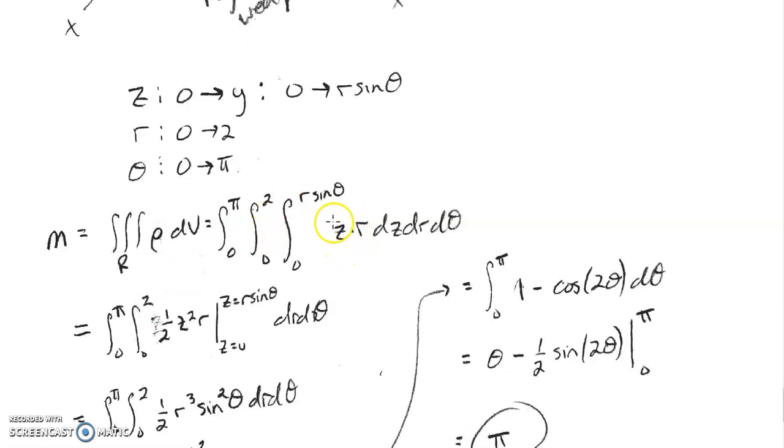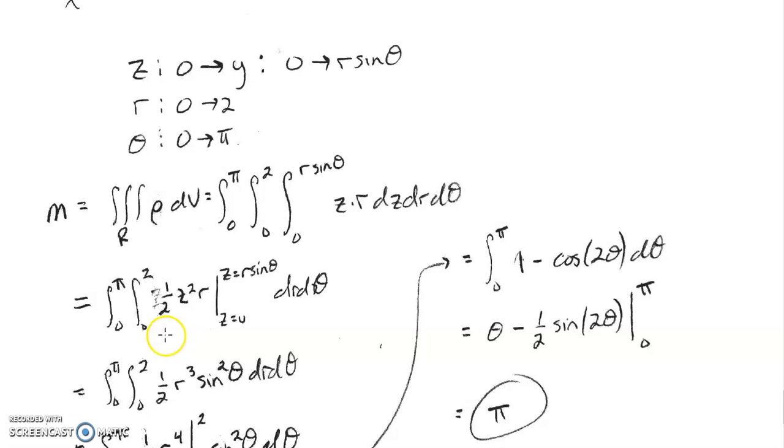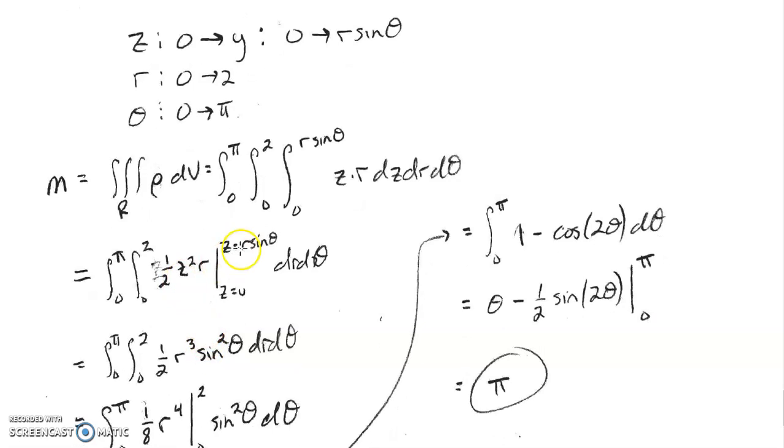So integrate with respect to z. That is 1/2 z squared. This is the first one where I've had something other than just a 1 in there too. So 1/2 z squared evaluated from z equals 0 to z equals r sine theta. When I square r sine theta, I get r squared sine squared theta, but there's another r right here. So I have 1/2 r cubed sine squared theta dr d theta.